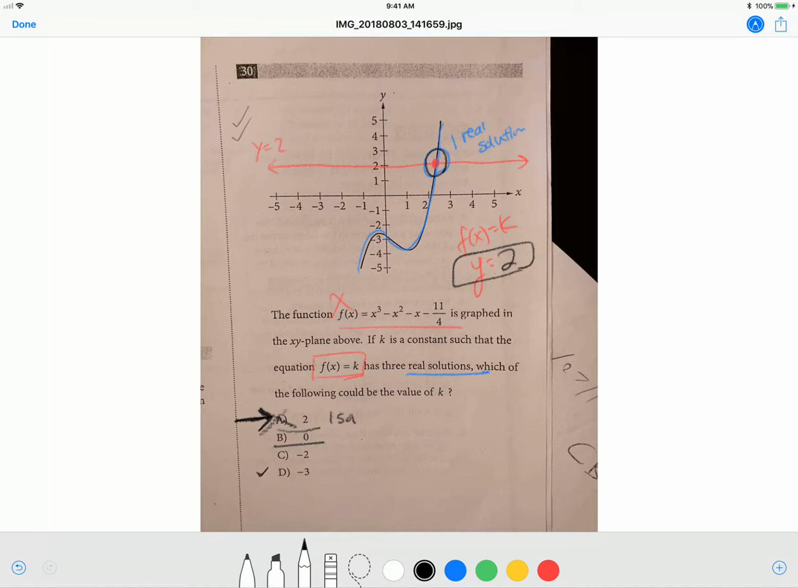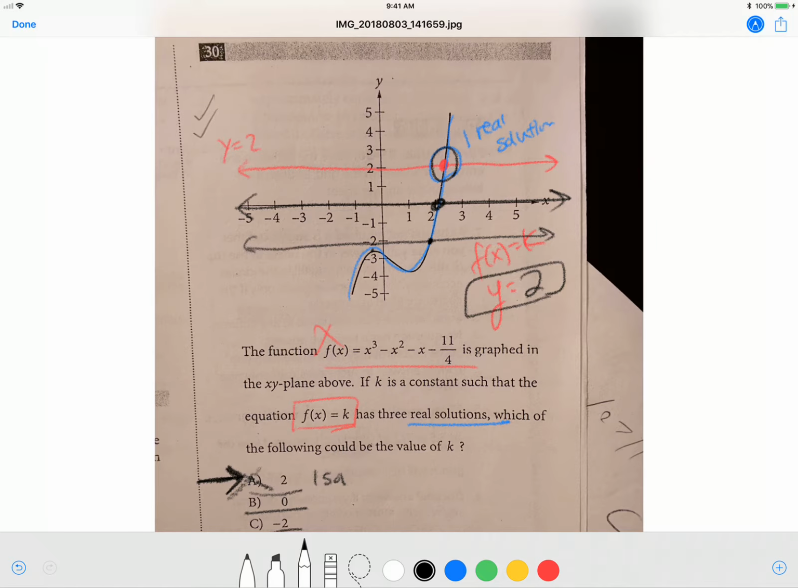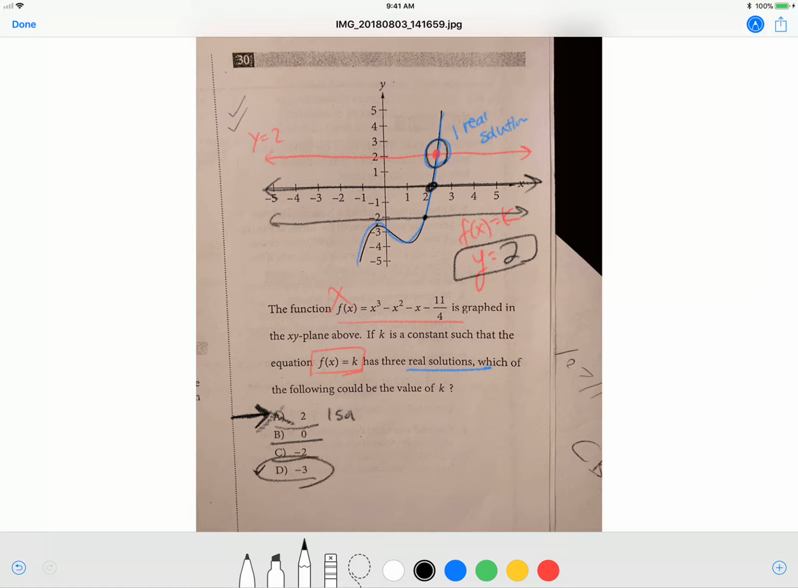For 0, let's draw a line at 0. Again, one intersection point. C at -2. It might kind of be close to touching this portion right here, but it's really not. So there's only really one intersection point right there. And so the final answer, which is D, is going to be the right answer because, look at that. 1, 2, and 3 with the blue curve right there, right? It goes through 3 times.